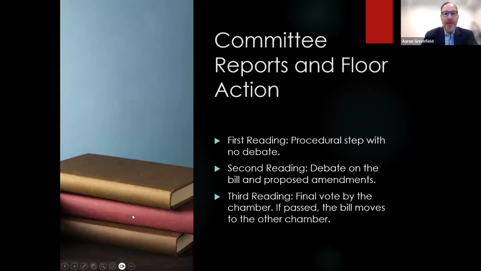So as I was saying, there are three readings of a bill. The first reading is a procedural step with no debate, and that occurs on the Senate or the House floor when they read it over the desk. The second reading is back on the floor. It's a debate on the bill after it's passed committee, and proposed amendments can be considered on the floor. And then the third reading is the final vote by the chamber. If the bill passes out of that chamber, which typically it does if it gets to third reading on the floor, it then moves to the other chamber for similar consideration and process. Next slide.